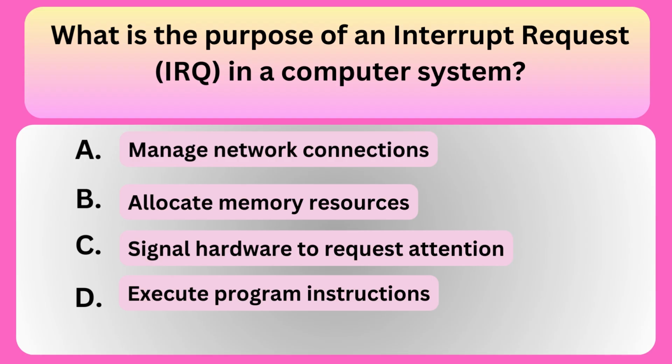What is the purpose of an interrupt request in a computer system? Manage network connections, allocate memory resources, signal hardware to request attention, execute program instruction. And the right answer is signal hardware to request attention.